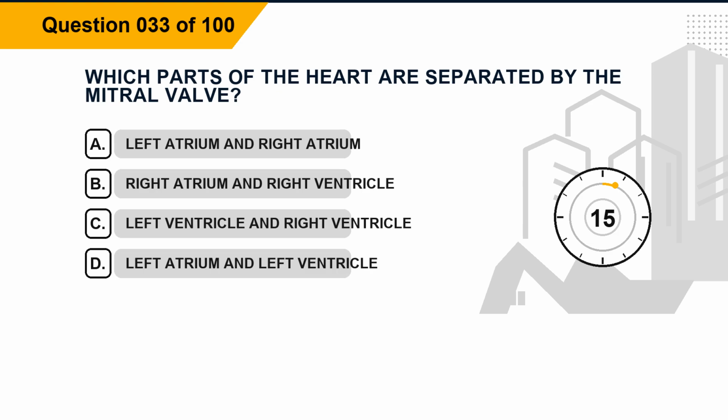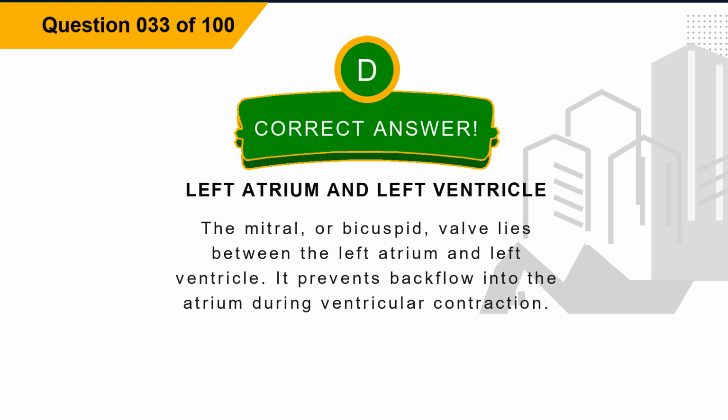Question 33. Which parts of the heart are separated by the mitral valve? Option A, left atrium and right atrium. Option B, right atrium and right ventricle. Option C, left ventricle and right ventricle. Option D, left atrium and left ventricle. The correct answer is option D, left atrium and left ventricle. Explanation. The mitral, or bicuspid, valve lies between the left atrium and left ventricle. It prevents backflow into the atrium during ventricular contraction.